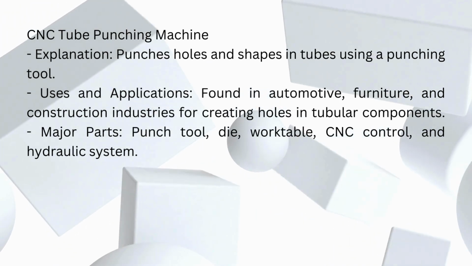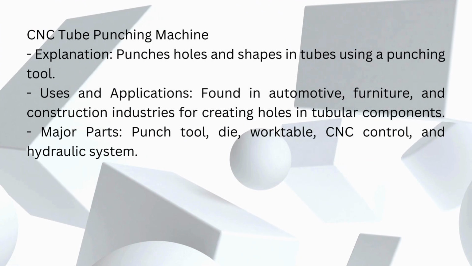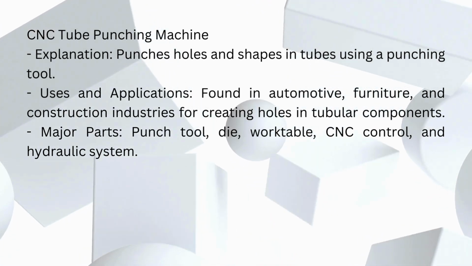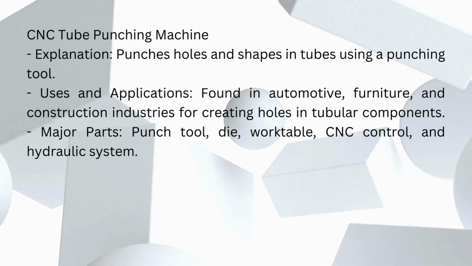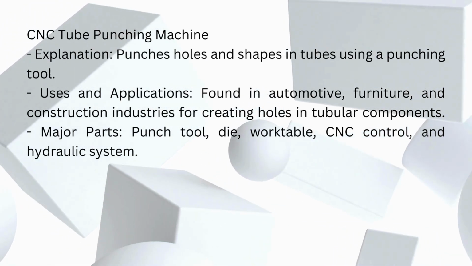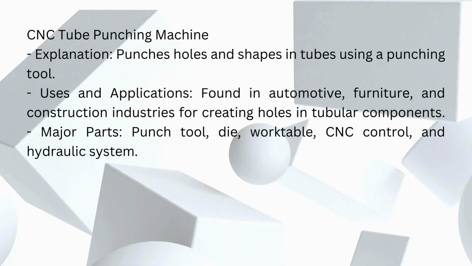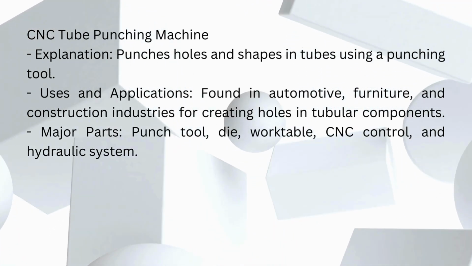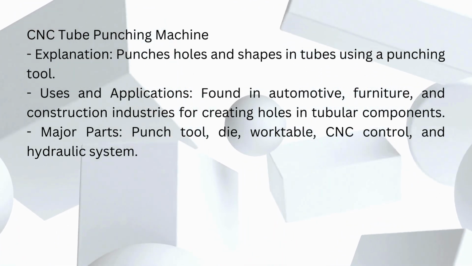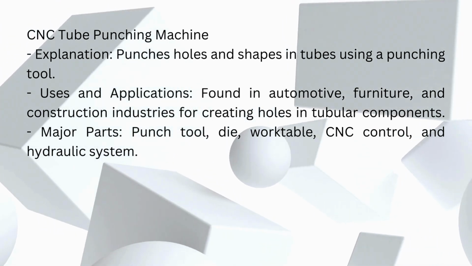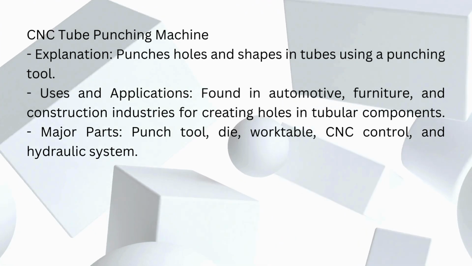CNC tube punching machine. Explanation: punches holes and shapes in tubes using a punching tool. Uses and applications: found in automotive, furniture, and construction industries for creating holes in tubular components. Major parts: punch tool, die, work table, CNC control, and hydraulic system.